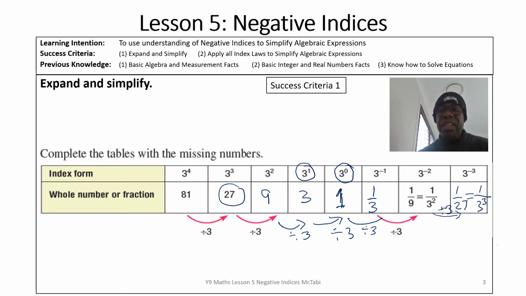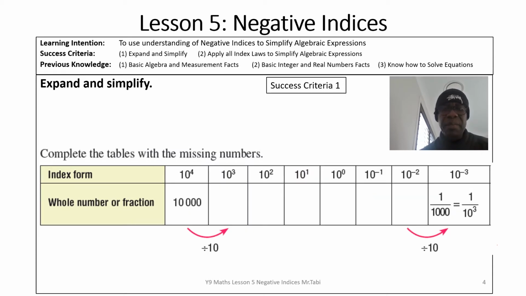This is the example I did as a warm-up, where I did 1/9 divided by 3. That gives us 1/3 to the power of 3. I'm sure this is what you also got when you did the table. Let's have one more practice. 10 to the power 4 is 10,000. If you divide by 10, you get 10 to the power of 3, which is 1,000. You can pause here and continue and work through that, and we will fill the table together shortly. Thanks.